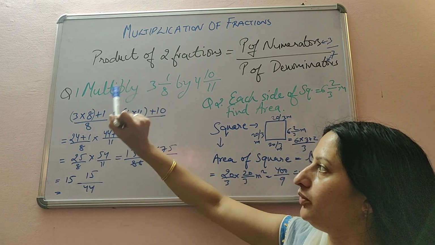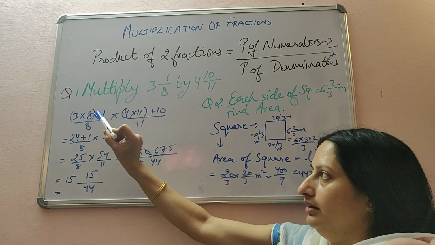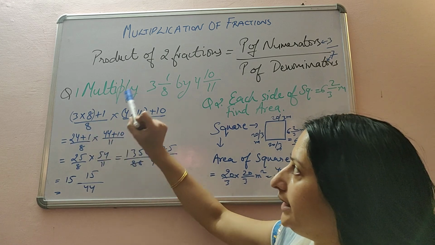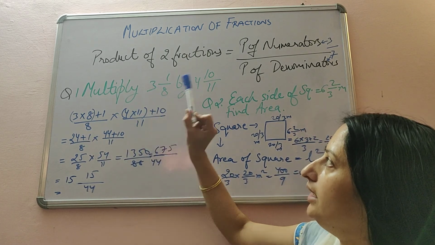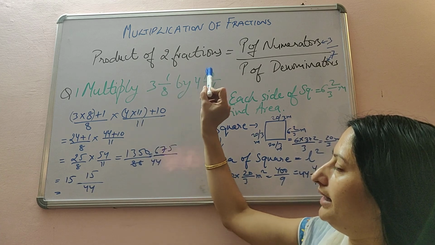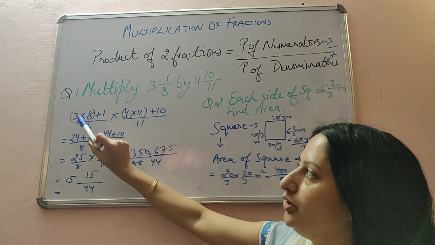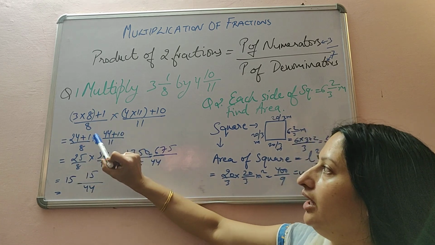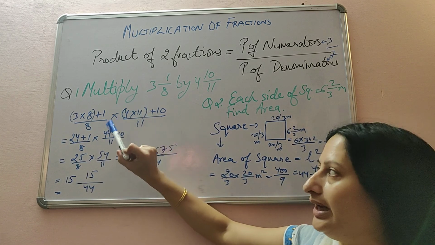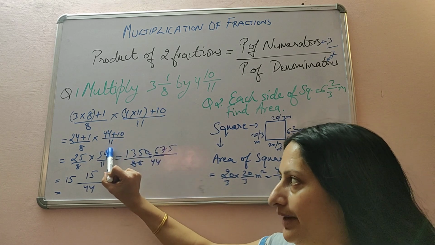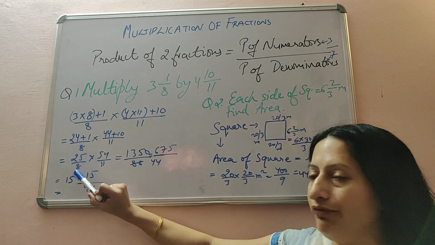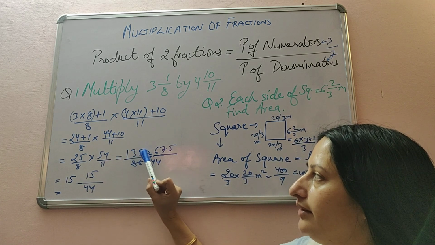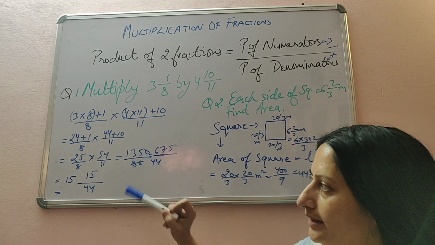So 3 into 8 plus 1 by 8, it will become this. For converting into the improper fraction, we will do like this. Here 4 into 11 plus 10 by 11. So it will be 8 into 3, 24 plus 1 by 8, and here we will do 4 into 11, 44 plus 10 by 11. So this will come out as 25 by 8 into 54 by 11, that is 1350 by 88.